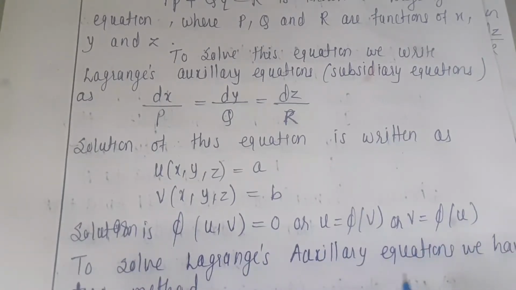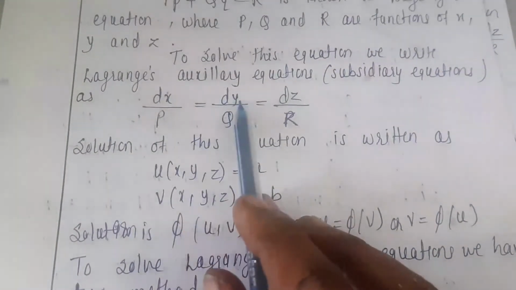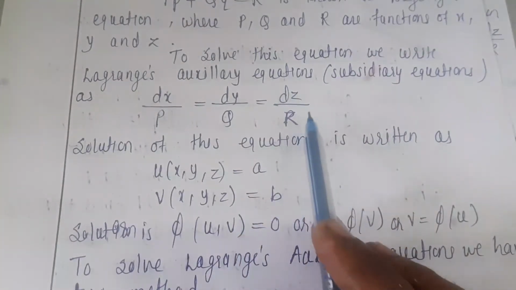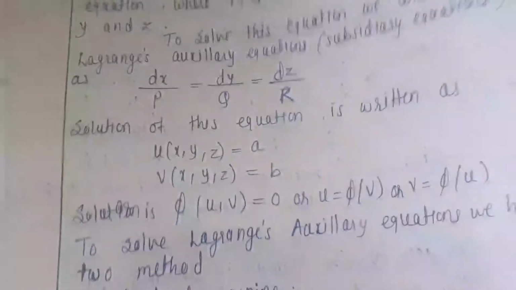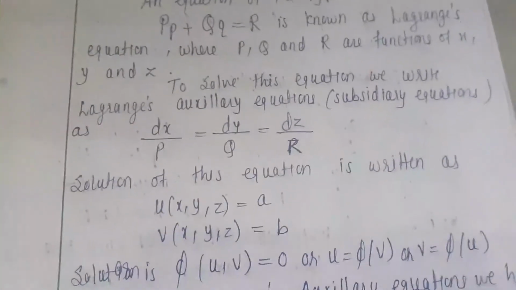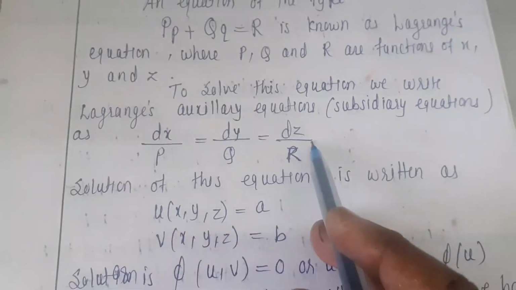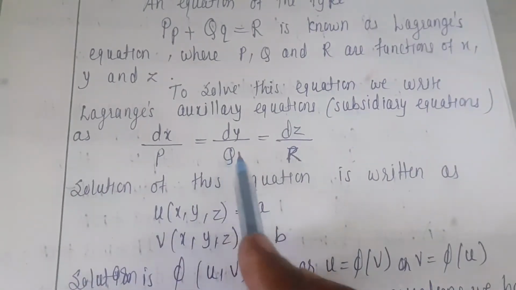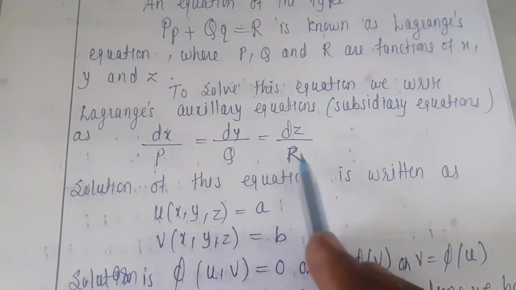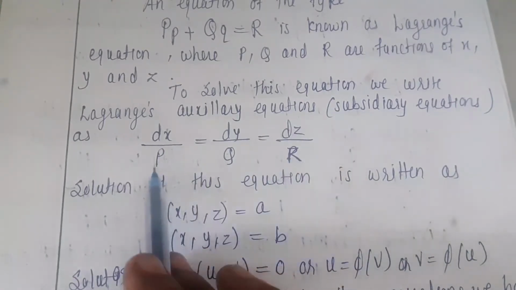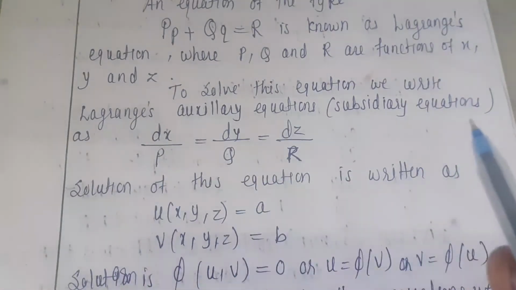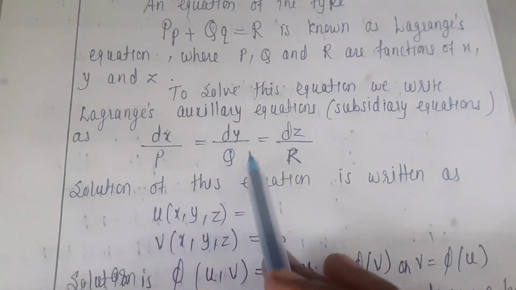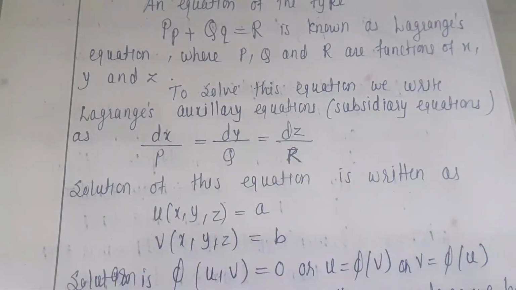Now to solve this auxiliary equation, dx by P equal to dy by Q equal to dz by R, we have two methods. First method is the method of grouping and another method is the method of multipliers. What does this auxiliary equation contain? It contains ratios. If we equate the first two ratios, then we get one solution. If we equate the last two ratios, then we get another solution, or we can equate the first and last ratio. But it depends on the problem whether we can consider the first two ratios, last two ratios, or first and third ratio. Sometimes it is possible, sometimes it is not possible.